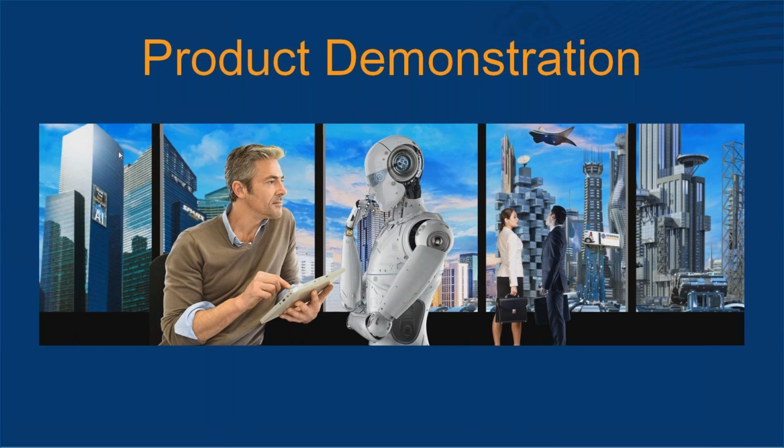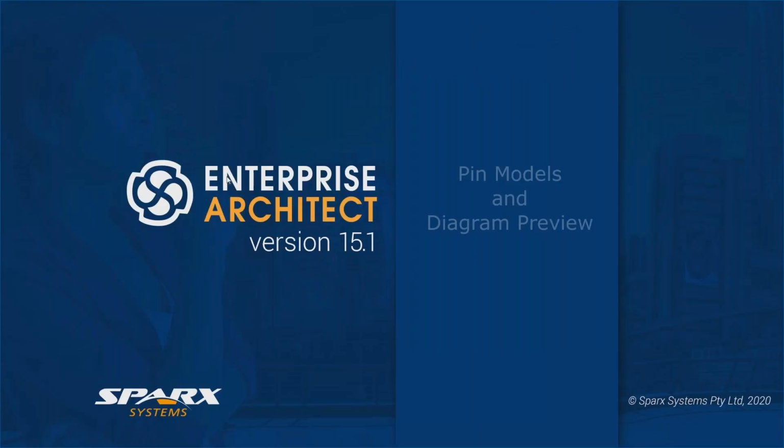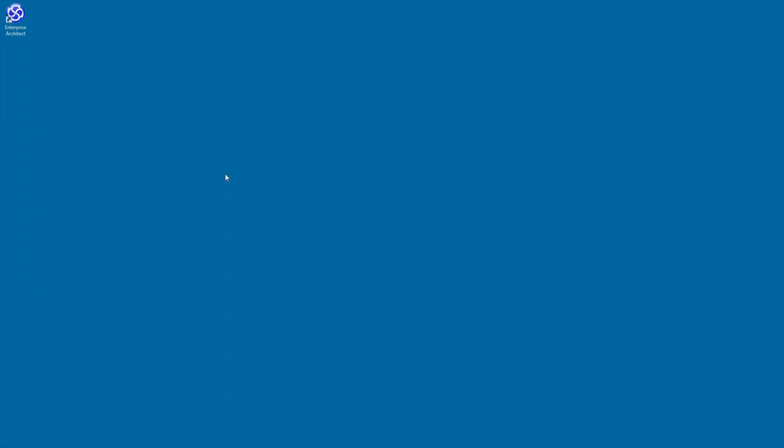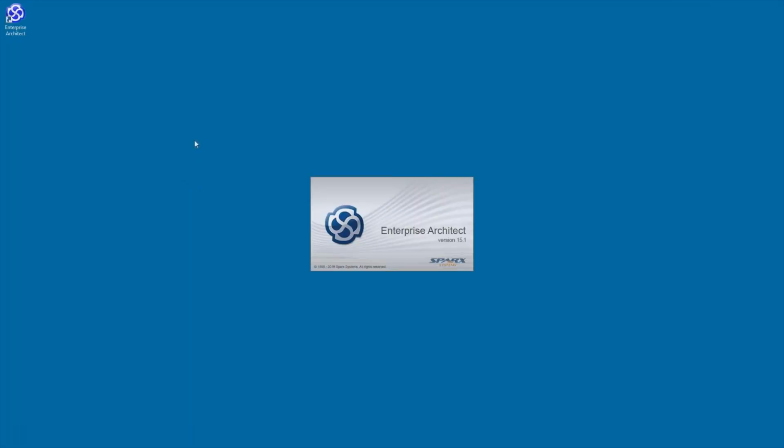So what I'll do now is I'll jump into the product demonstration, and thanks for sending those questions in, and keep them coming. So we talked about pinning models and diagram preview, so I'll show how that works within Enterprise Architect 15.1. So I'm just going to double click the Enterprise Architect icon and open up EA.